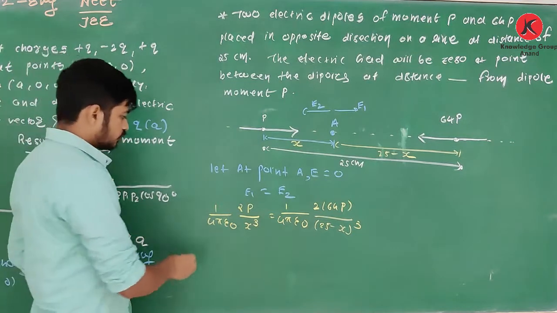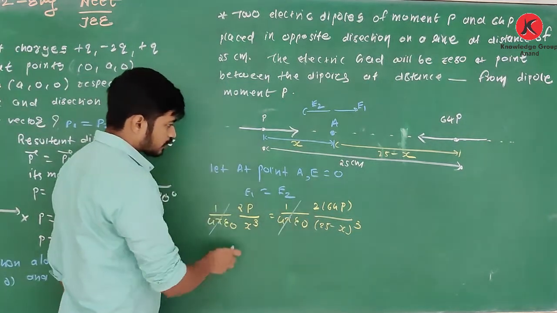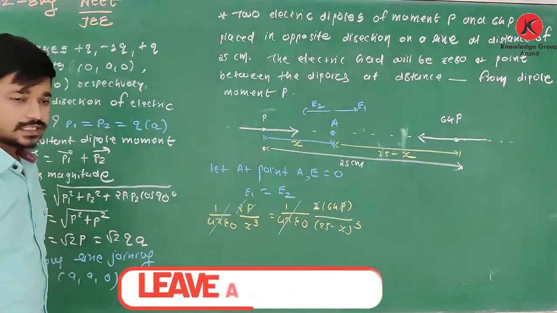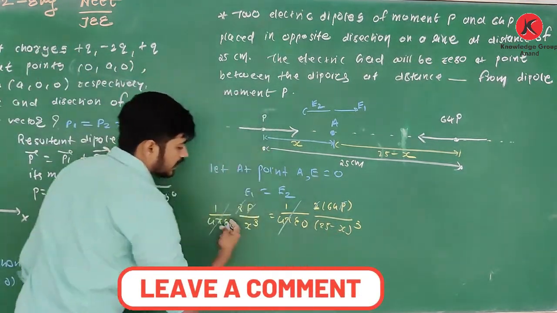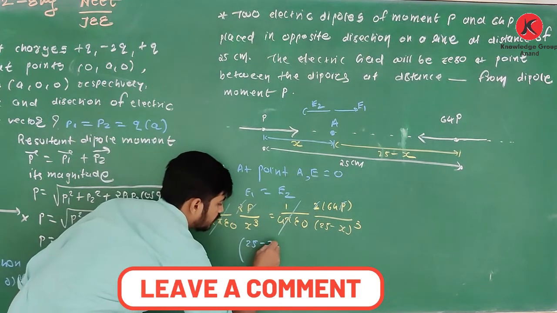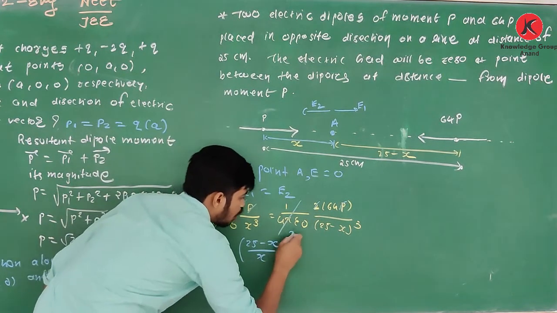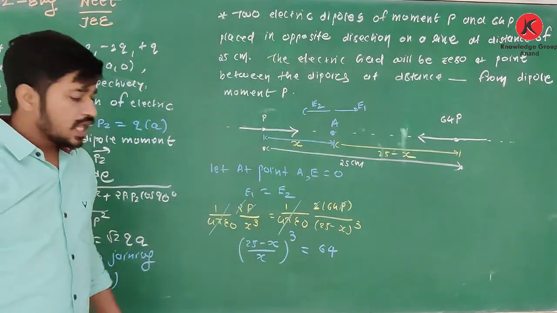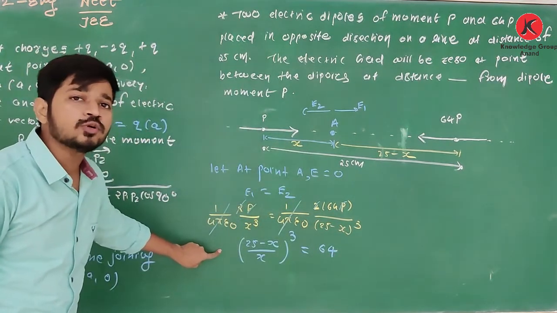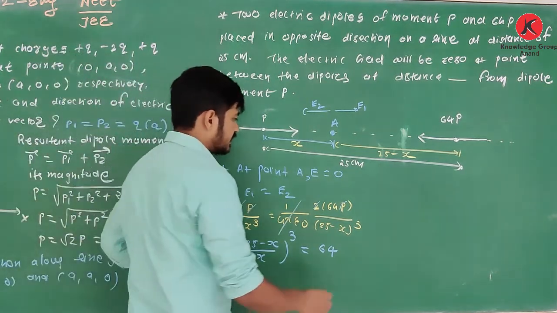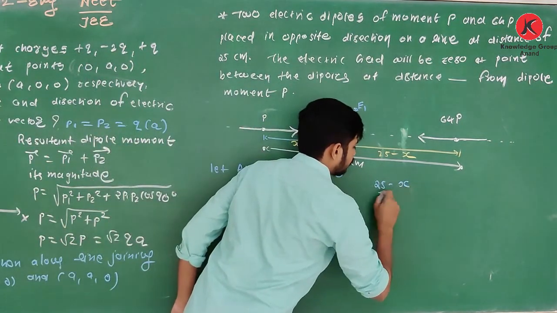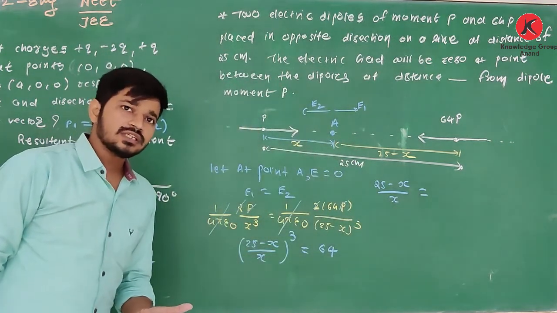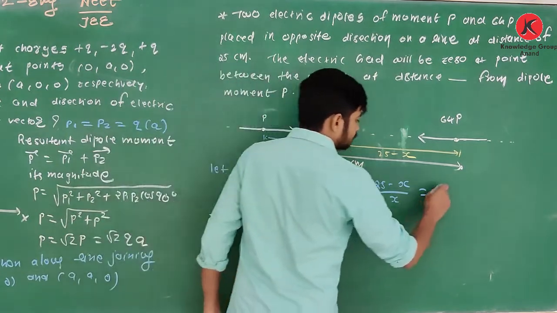Okay, so see, this 1 upon 4 pi epsilon 0, 2p cut. If I am taking this 25 minus x this side, then I can write (25 minus x) upon x, whole cube, is equal to 64. Now if I am taking cube root both sides, then it is (25 minus x) upon x is equal to what is cube root of 64? Yes, it is 4.